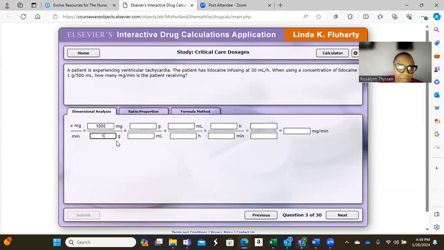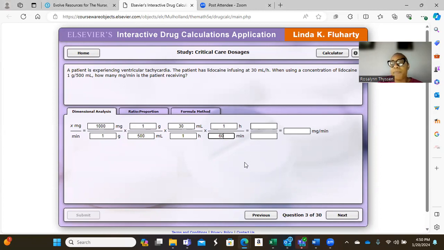Grams at the bottom, I know it has to go at the top. I got 1 gram in 500 mils. Mils is at the bottom, I know it has to go at the top. I look up here, I see that I have 30 mils in 1 hour. Can I stop here? No, because I have to get to minutes. So another conversion, 1 hour in 60 minutes.